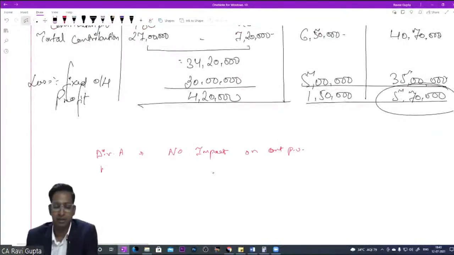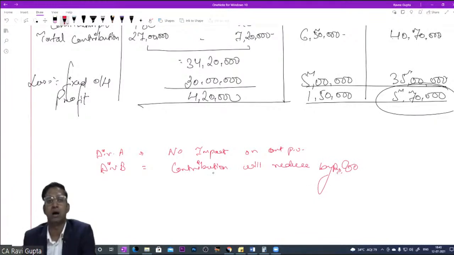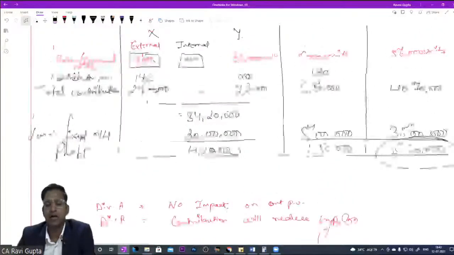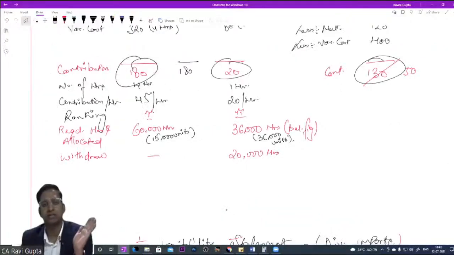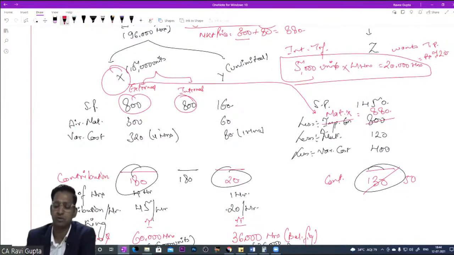And on division B, contribution will reduce by 80 rupees. Why? Because earlier we were also purchasing this imported component at 800 rupees from the outside market. But due to the transfer being done at 800 rupees, we also need to incur 80 rupees for the modification to fit into our product. This is why our contribution has been reduced.